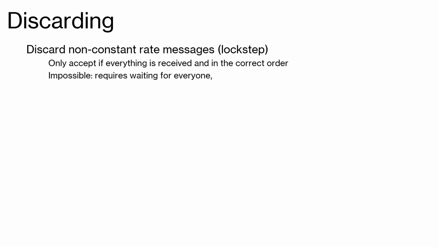So let's look at when we can discard these messages. Let's look at some extremes. Discard everything that isn't in perfect lockstep. That's pretty extreme. We only accept things if they are in the exact correct order. If they're not in the correct order, we just sit there and wait. Which means that if we lose a message, we're stuck there because we need perfect ordering.